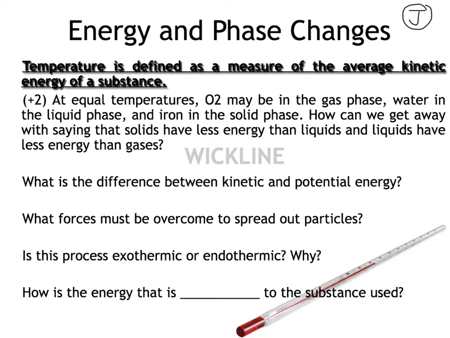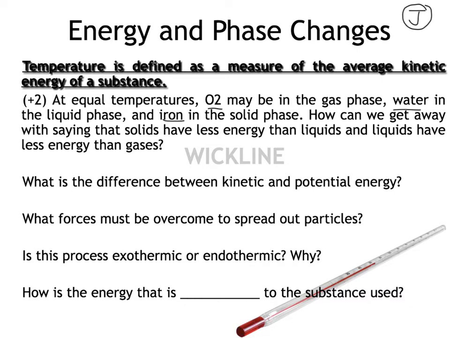So to get us started, I want you to consider that oxygen is a gas at room temperature, but water is a liquid at room temperature, and iron is a solid at room temperature. How could we get away with saying that solids have less energy than liquids and liquids have less energy than gases?